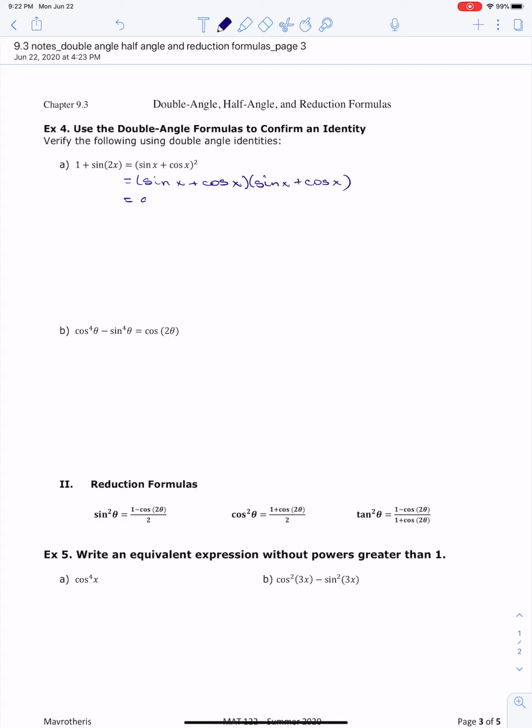So I'm going to multiply these out. We get sine squared x plus sine x cosine x plus cosine x sine x plus cosine times cosine, so cosine squared x. I'm going to regroup this, so I have sine squared x plus cosine squared x. And then the sine x cosine x, it doesn't really matter what order we multiply them in. They're the exact same, and I have two of them, so I'm going to write that as 2 times sine x cosine x.